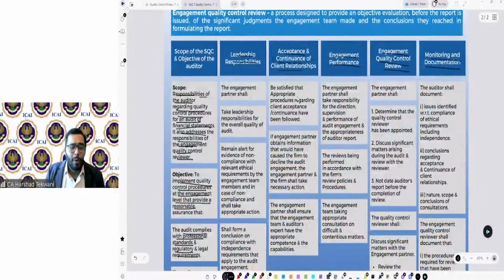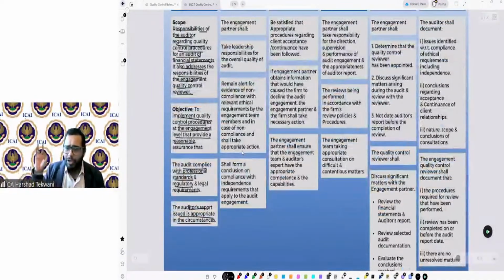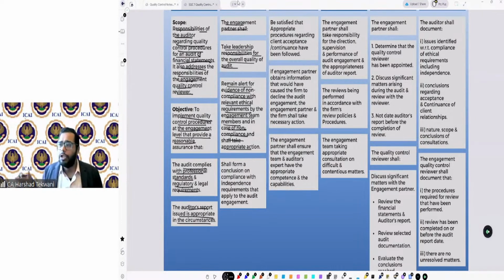Now, SA 220 also says, on similar lines, that the engagement partner shall take the leadership responsibility for the overall quality of the audit. The same we saw in SQC1. The engagement partner shall remain alert for evidence of non-compliance with relevant ethical requirements by the engagement team members, and in case of non-compliance shall take appropriate action. Again, on similar lines to SQC1. Then the engagement partner shall form a conclusion on the compliance with independence requirements that apply to the audit engagement.